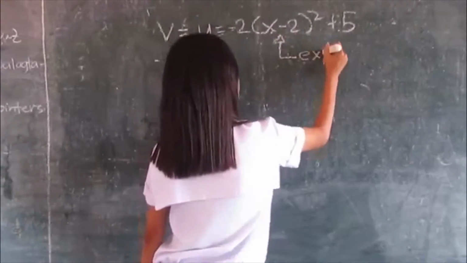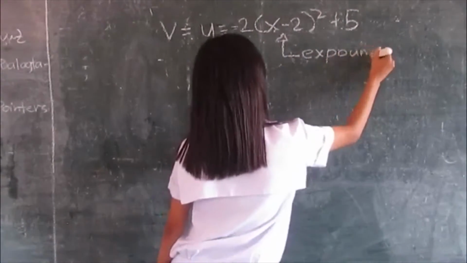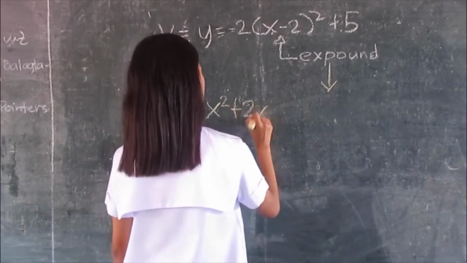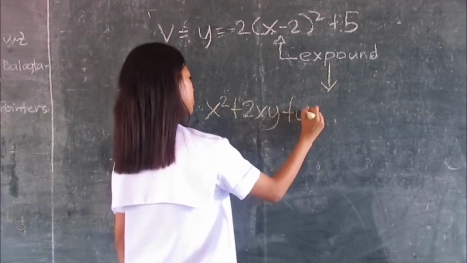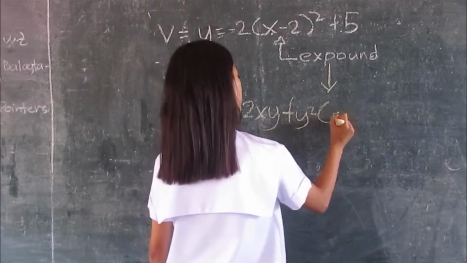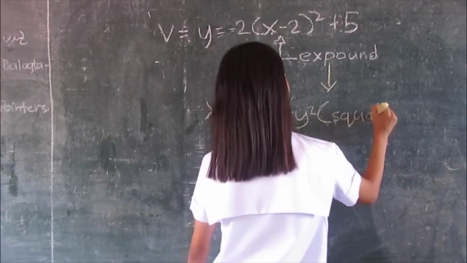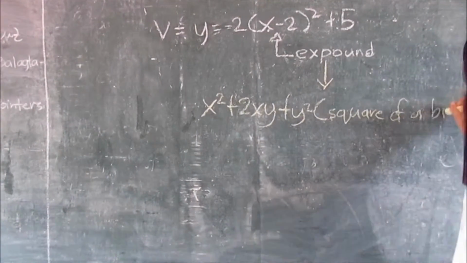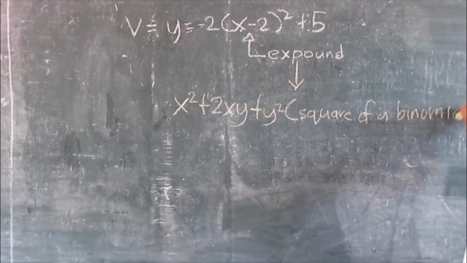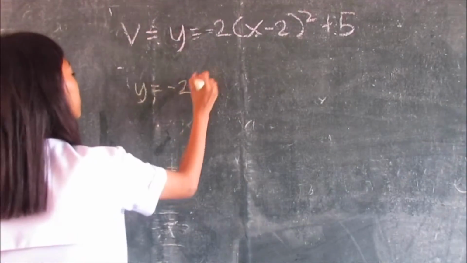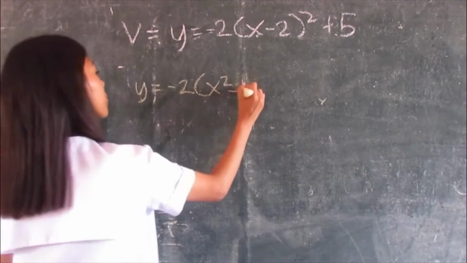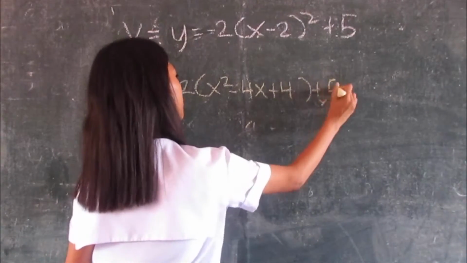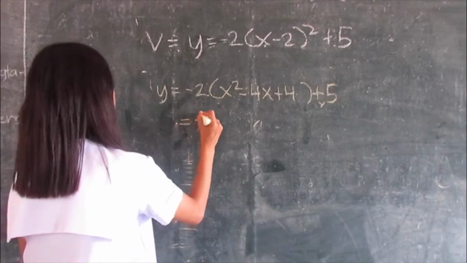In order to convert it into standard form, we must expand the equation until it becomes y equals ax squared plus bx plus c. So we must first solve the quantity of x minus 2 squared using the formula of the square of a binomial, which is x squared plus 2xy plus y squared. We then replace our variables with the given. So, negative 2 times the quantity of x squared minus 4x plus 4, plus 5. We distribute negative 2 to the trinomial.